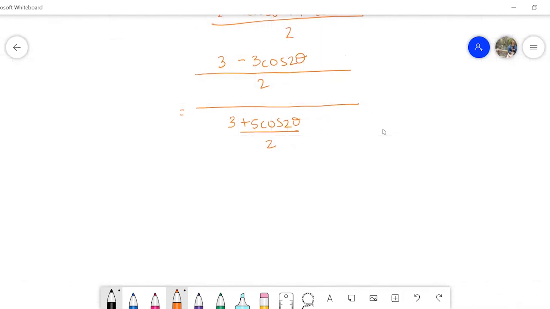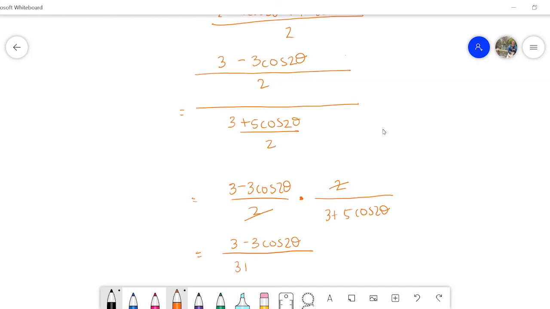From here, I'm going to take my top fraction, so 3 minus 3 cosine 2 theta over 2, and I'm going to multiply it by the reciprocal of the denominator, so that's going to be times 2 over 3 plus 5 cosine 2 theta. Those 2's are definitely going to cancel, but they're the only thing that cancels, so we're left with 3 minus 3 cosine 2 theta over 3 plus 5 cosine 2 theta. All right, I will see you in the next one.